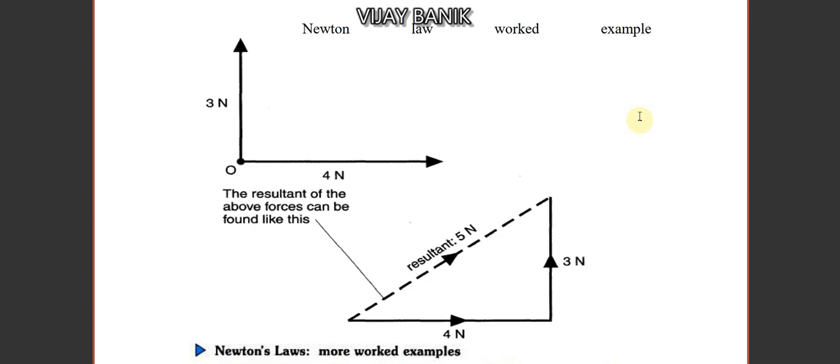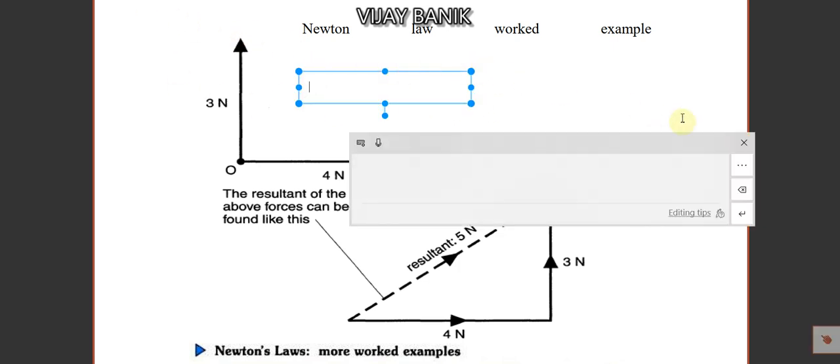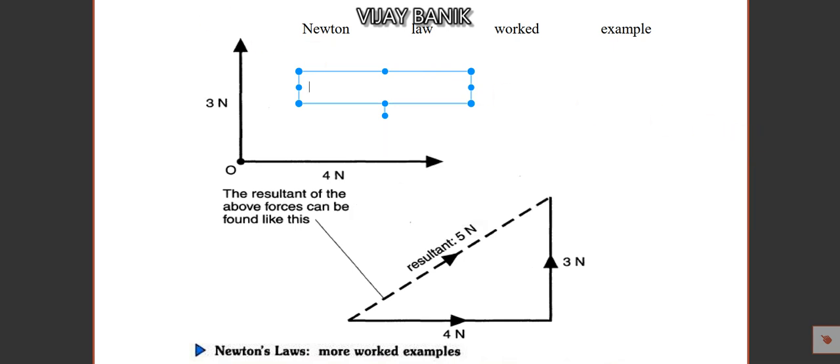Hi, so this is a completely new video for a chapter where we try to find a way to solve forces for particles which have multiple forces acting on them. For example, when we were in O levels, we saw these kinds of problems where you had a box. This is known as a Newton's laws worked example.